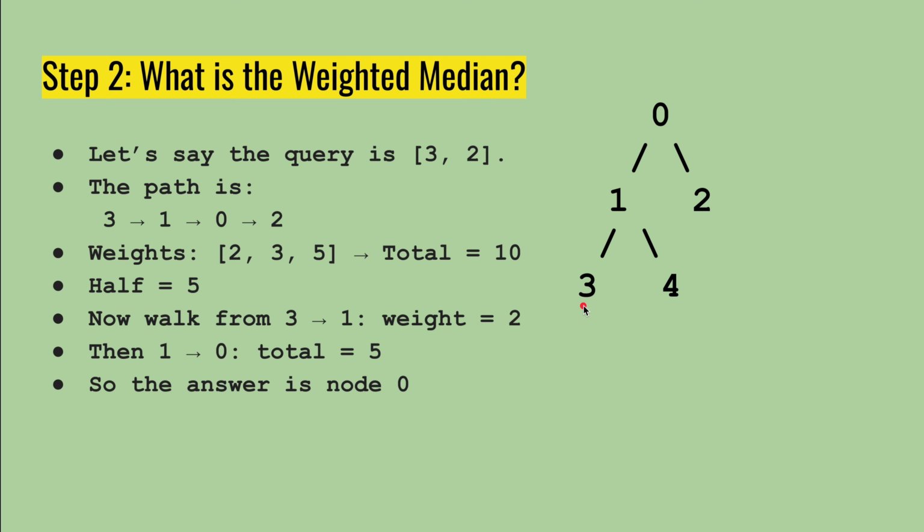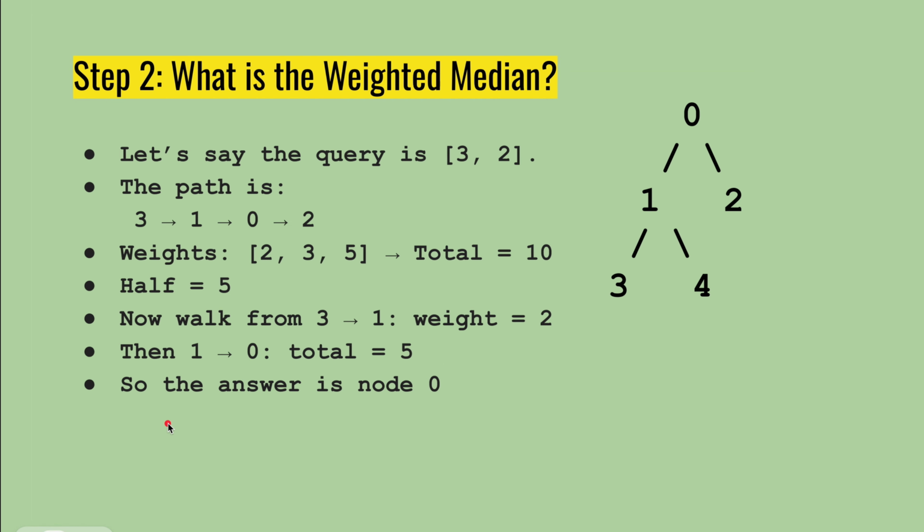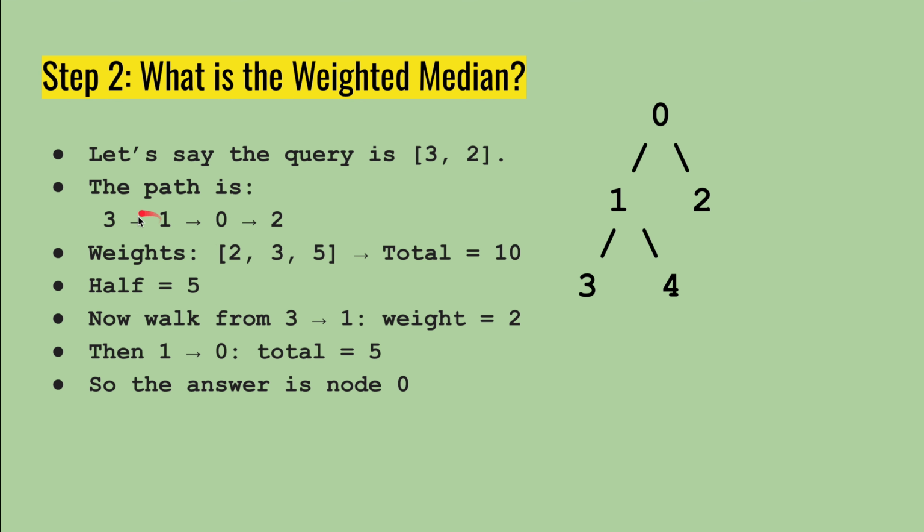So the weight will come from what? 3 to 1 is 2, right? So like that we'll consider. If we check, 3 to 1 is 2, or 1 to 3 is 2, 1 to 0 is 3, 0 to 2 is 5, right? If we add all of these, the total weight becomes 10, and half becomes 5.